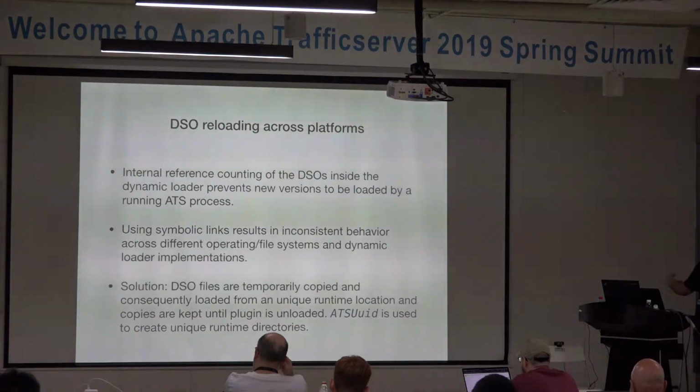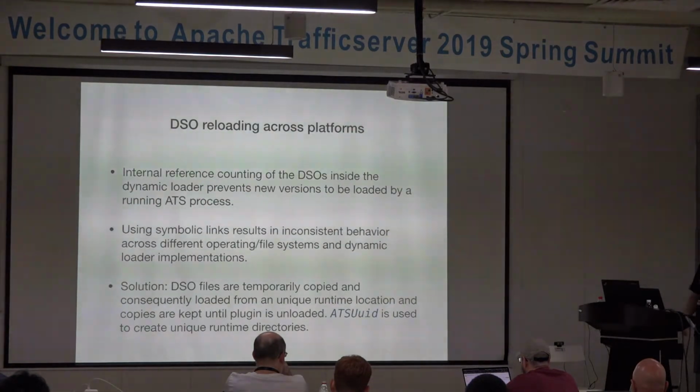So in the previous summit, we actually discussed that problem, and we came up with a solution to temporarily copy files to a runtime directory and then load from there. And as soon as we unload the shared object, we remove that temporary directory. And I decided to use this nice ATS UID to make sure that every load uses a unique directory.